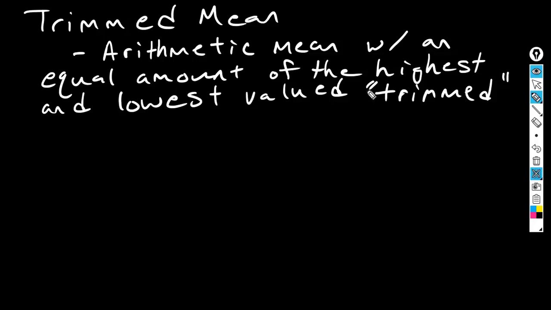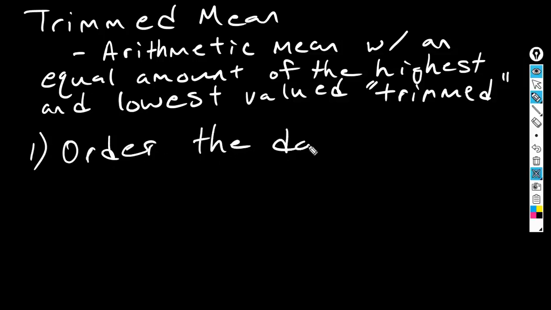So with our trimmed mean, what we need to do, as it says, is take an equal amount of the highest and lowest values. So when we are doing a trimmed mean, the first thing we have to do is order the data.